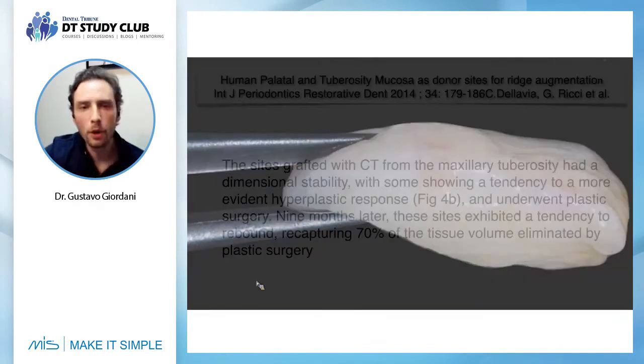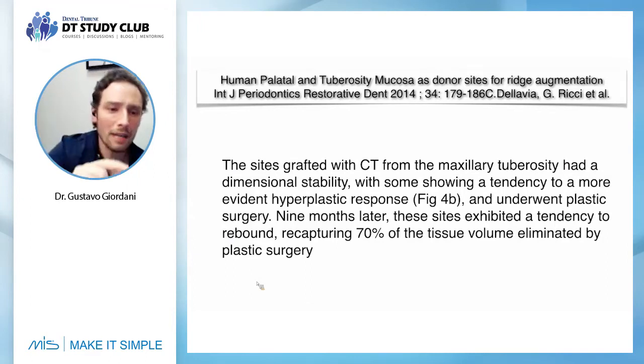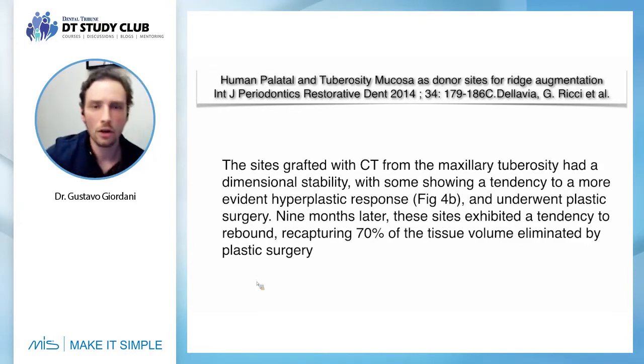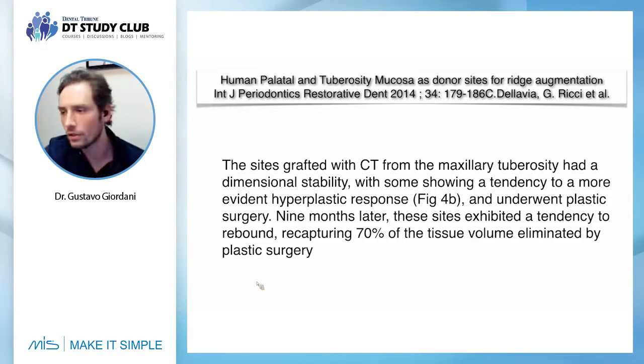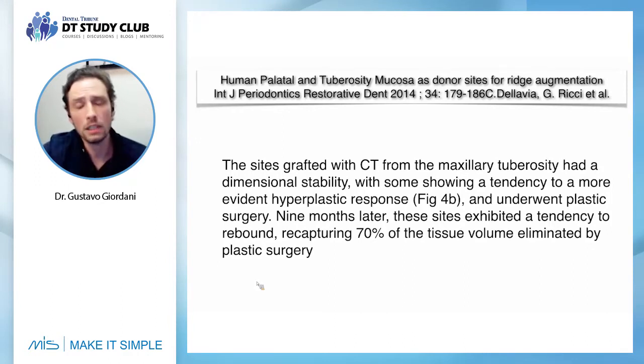The only problem, and the only thing that we really need to understand, is that when you take tissue from the tuberosity, and when you take more than 3 millimeter thickness of tissue from the tuberosity, you can have a hyperplasic response in time. So after months or after years, you can see maybe a hyperplasic signal. You can see a tissue starting to grow a little bit, and maybe sometimes too fibrous. Sometimes the tissue looks a little bit white because the tissue is too fibrous.